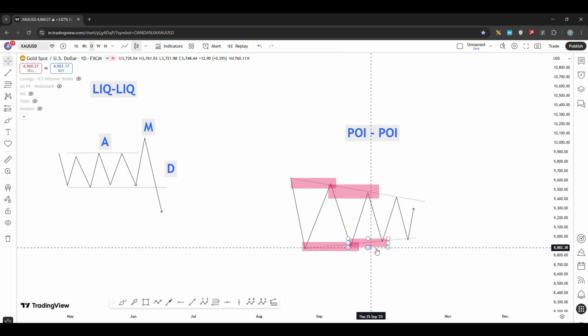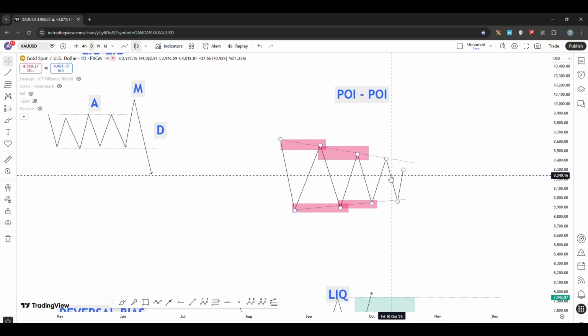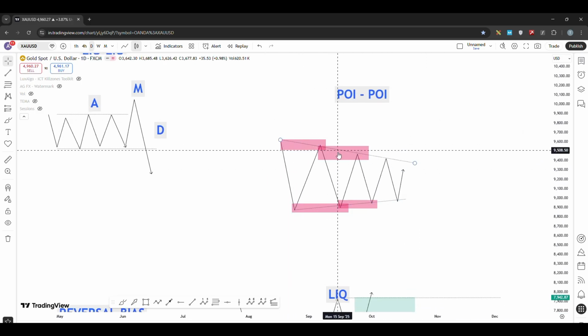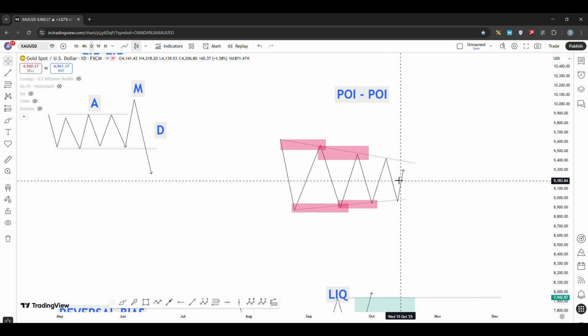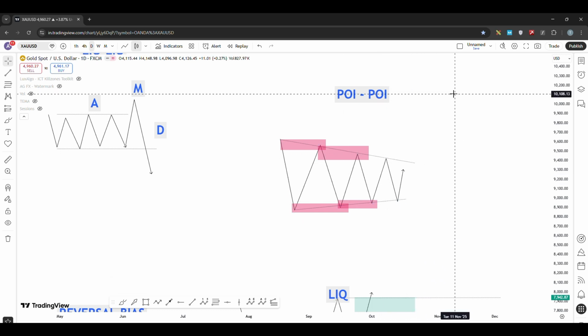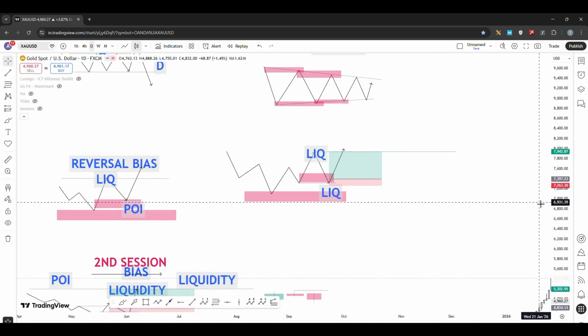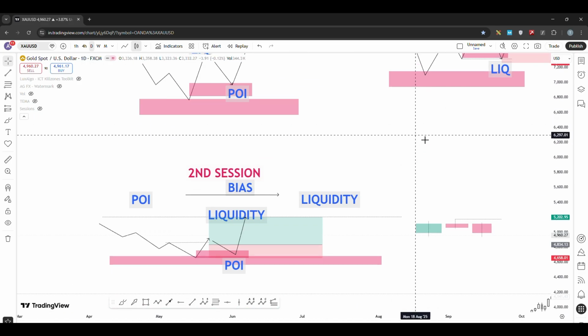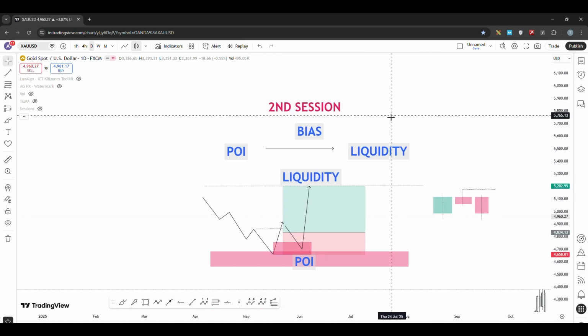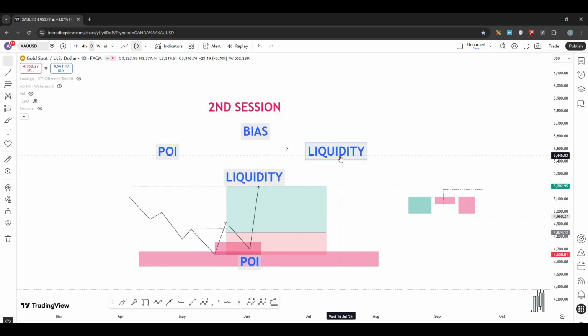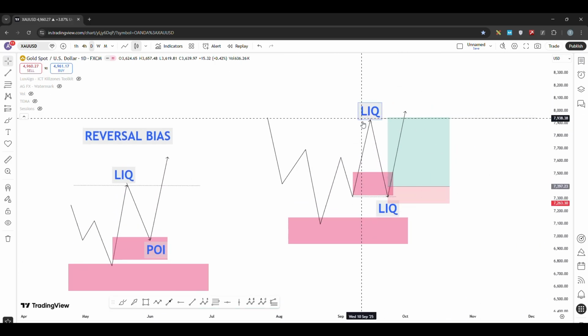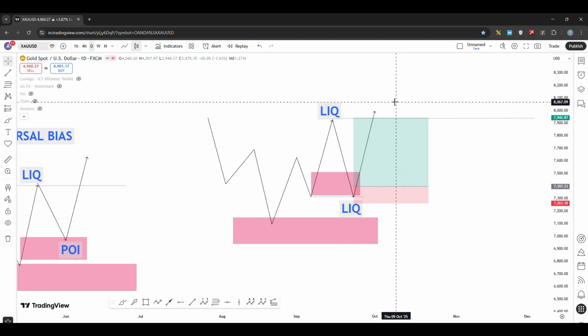POI to POI once again is not a tradable market because market is just stagnating over here, squeezing the price action, and any moment it can break out in any direction, right? Okay, so we do not want to get into that. So these are the two basic entry models that will be trading. Our bias between POI and liquidity, and second one would be a liquidity to a liquidity.